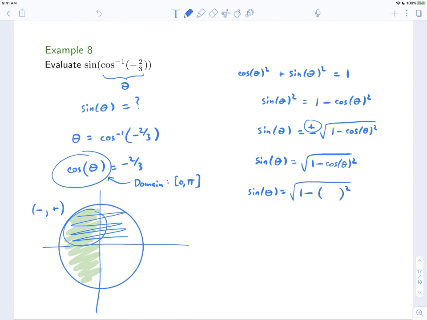But what is cosine of theta? Cosine of theta is, not minus pi, minus 2 over 3. So sine of theta is equal to the square root of 1 minus, well, negative 2/3 squared is still 4/9. So now we have the square root of 1 minus 4/9, which is the square root of 5/9. So sine of theta is the square root of 5 divided by 3, just like before. And that's our answer.